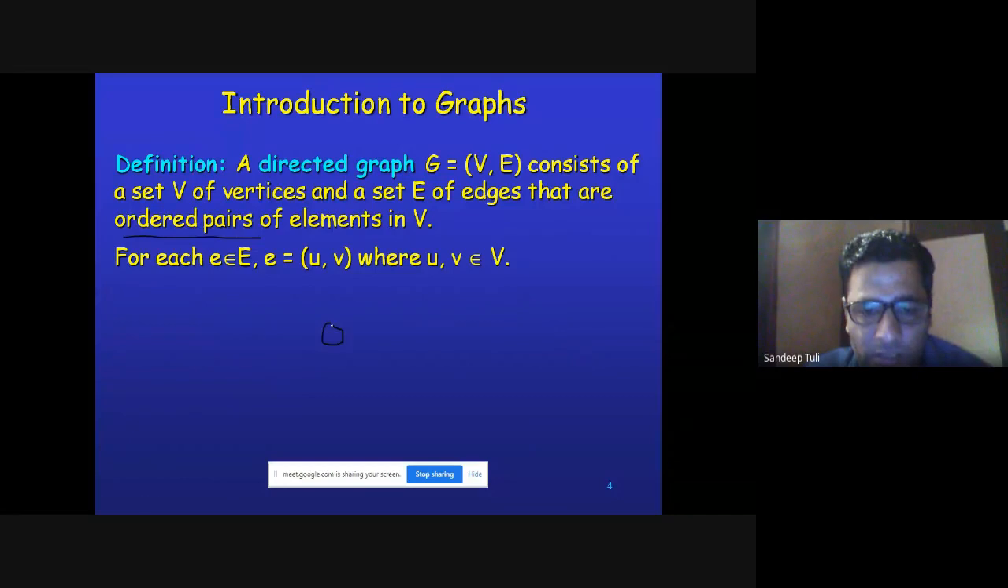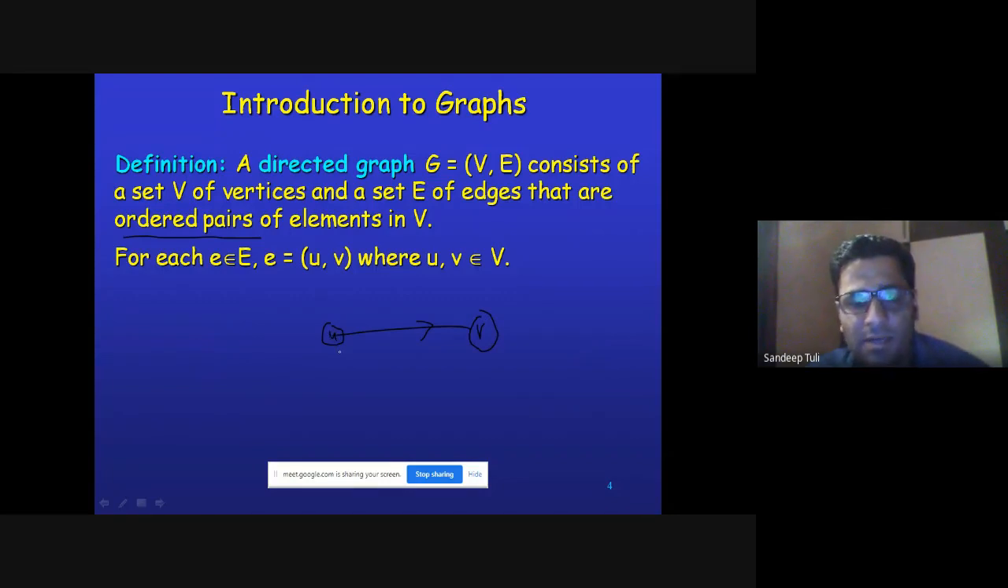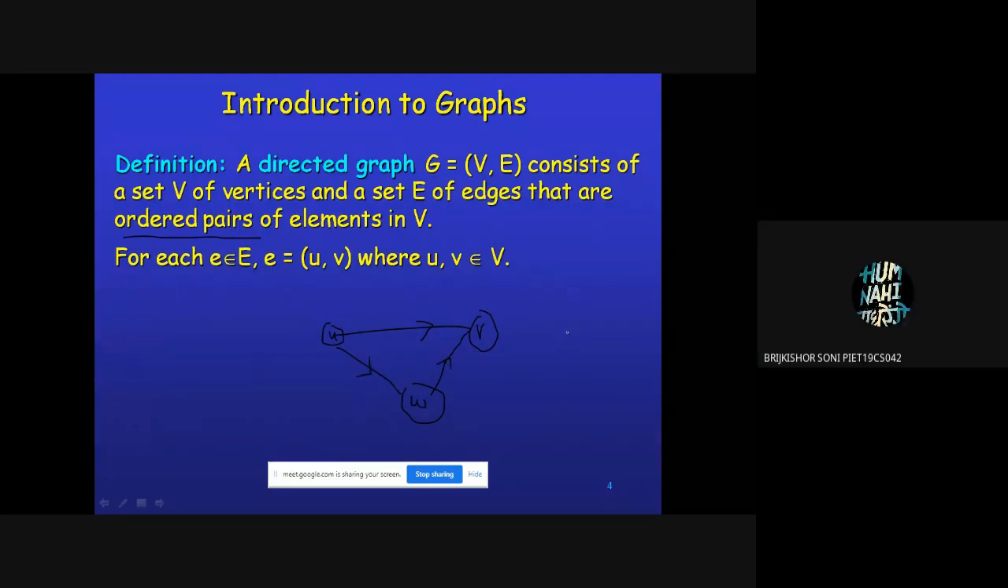So what is the direction? A directed graph is one in which the edges may have some direction. Then that graph is known as a directed graph. Is it okay? Yes or no? Yes, sir.